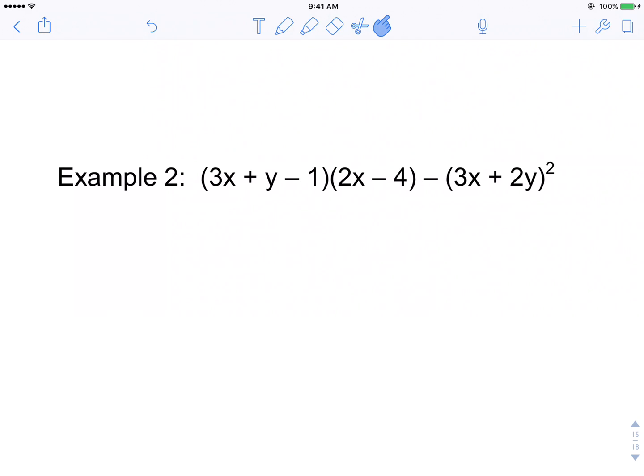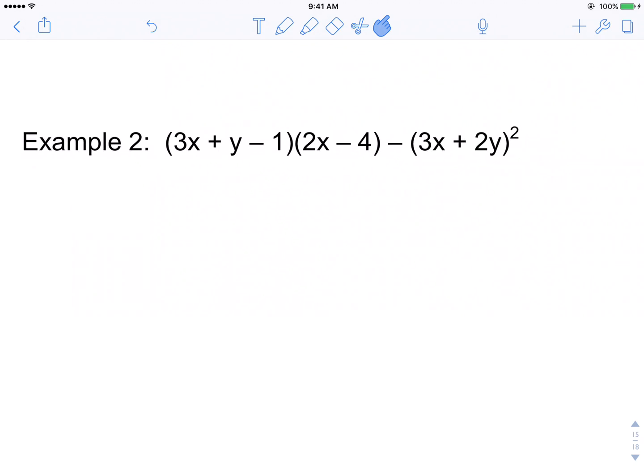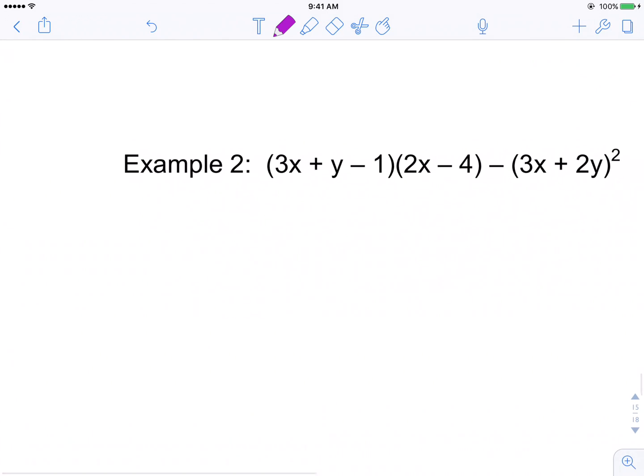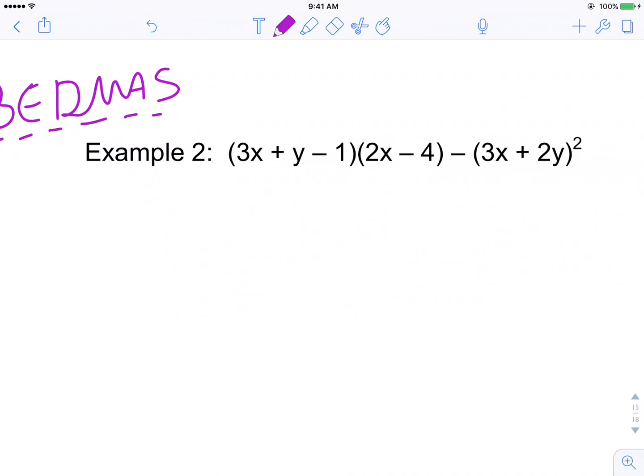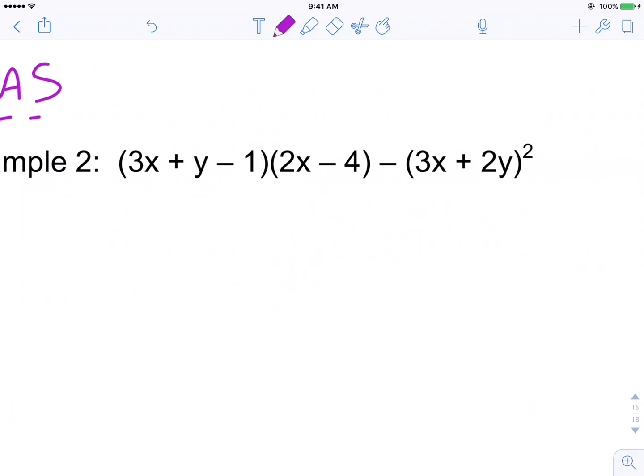So example 2: 3x plus y minus 1, all multiplied by 2x minus 4, minus 3x plus 2y, all squared. You have to be really careful with some of these bigger string polynomials, making sure that you follow all of your BEDMAS rules. BEDMAS again: brackets, exponents, division, multiplication, addition, and subtraction. So we have to deal with brackets and exponents before we can divide, multiply, add, or subtract. So here we have this exponent.